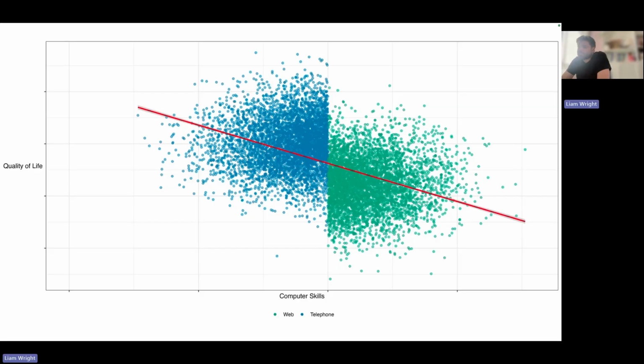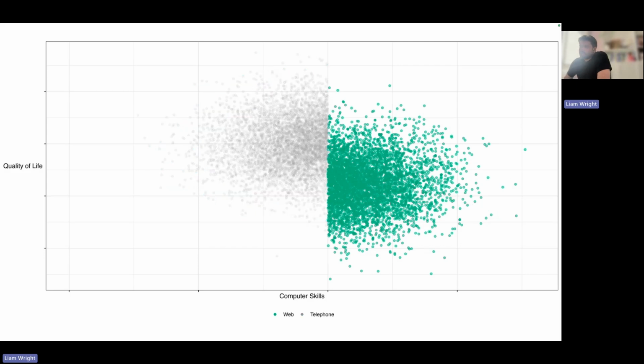And that's because people with low computer skills were more likely to be in the telephone mode and more likely to report high quality of life because of being in that mode. If we just looked at a specific mode here, web, we've just highlighted the data points for web and ran the regression line, we would find no association again. So this would find the underlying true effect rather than the one that was spuriously created by the survey design.